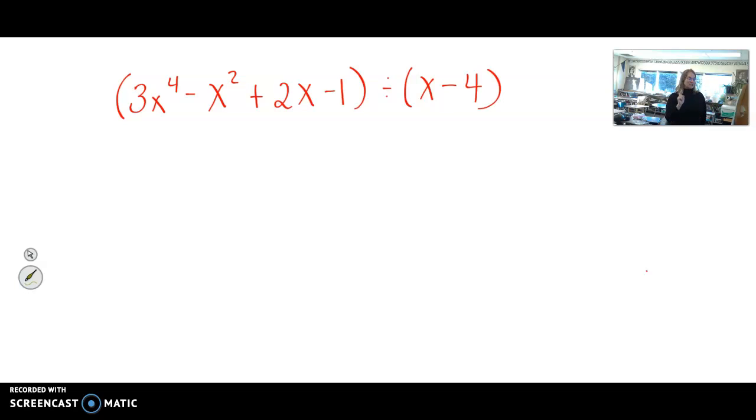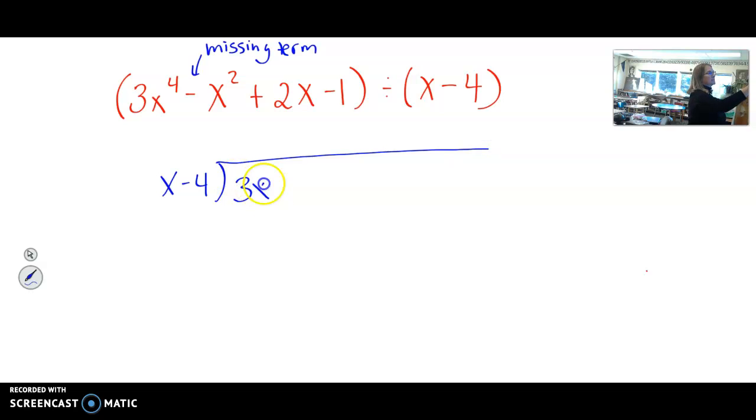Actually, before I go, in this example, when you set this up, there is a missing term. So when you write this out, your x minus 4 is going to be your divisor, and for your dividend, so that things line up nicely and like terms are lined up right below each other, you want to put in a 0 x cubed here, minus x squared, and then plus 2x minus 1. So why don't you guys go ahead and try to do this problem.